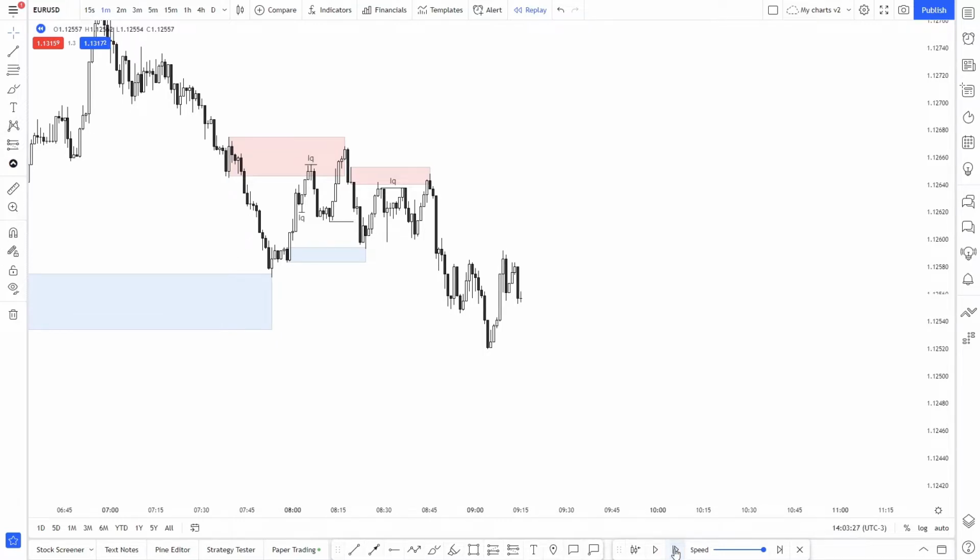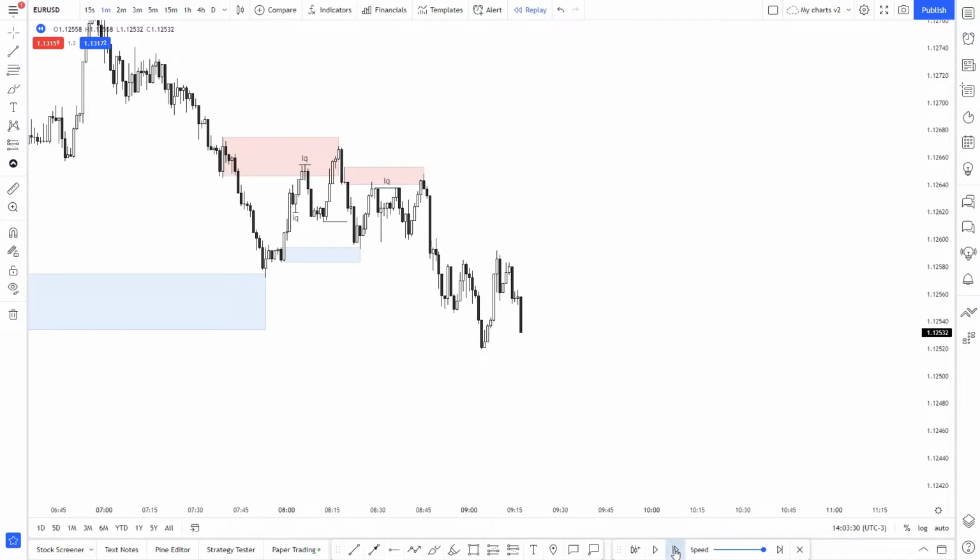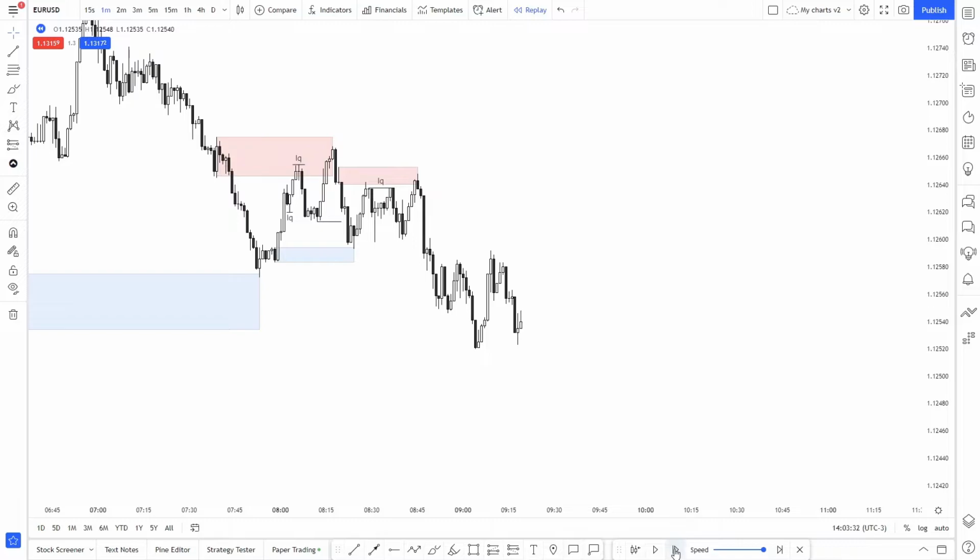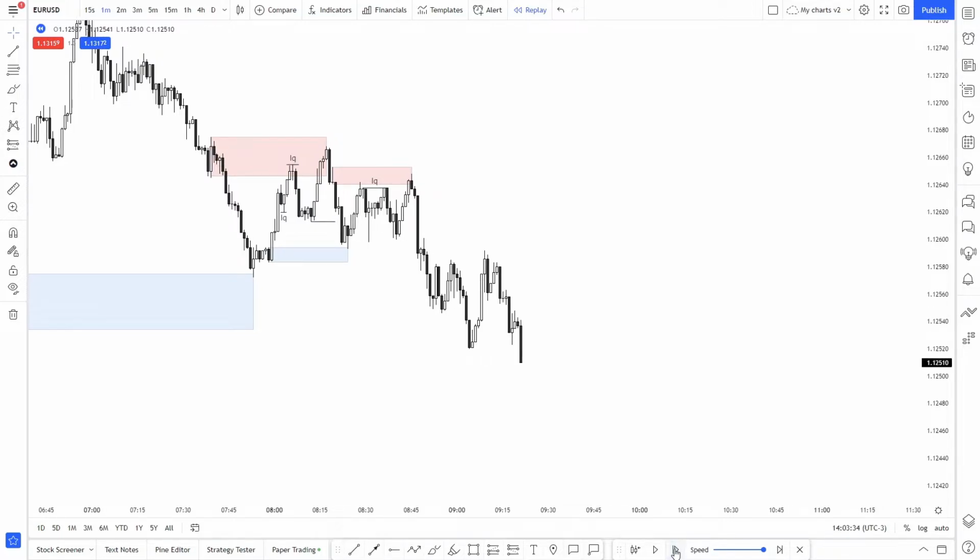Not too far. Gotta say that there was a bullish break. Just keep it in mind. Keeping it in mind. But it just broke it entirely.